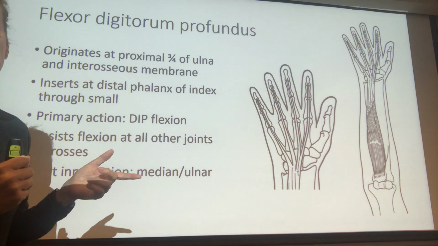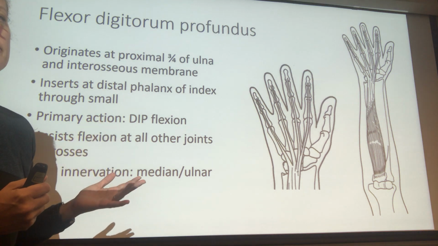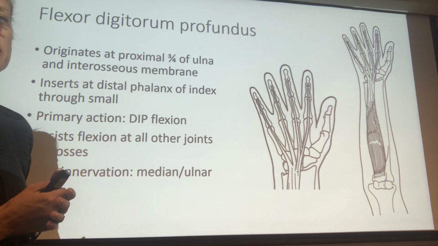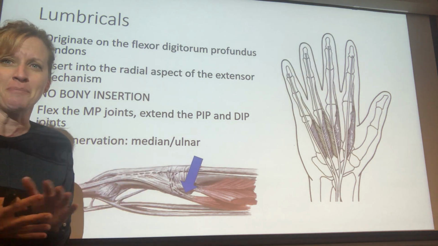This muscle has an interesting split innervation. It's innervated by both the median and the ulnar nerve. So the index and long receive their innervation from the median nerve, and the ring and small receive their innervation from the ulnar nerve.